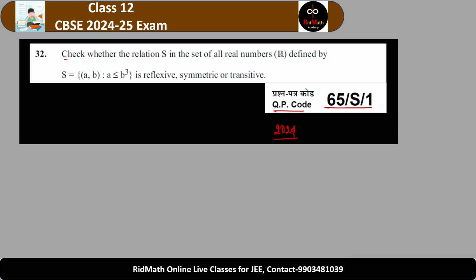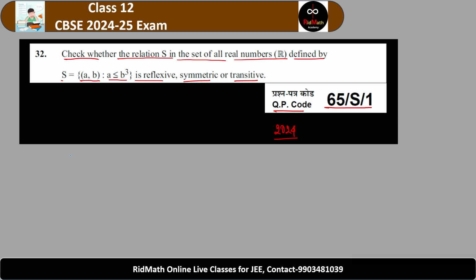The question is saying: check whether the relation S in the set of all real numbers, defined by S equal to (a, b) such that a is less than or equal to b cube, is reflexive, symmetric or transitive. So we have to check this relation whether it is symmetric, reflexive or transitive.